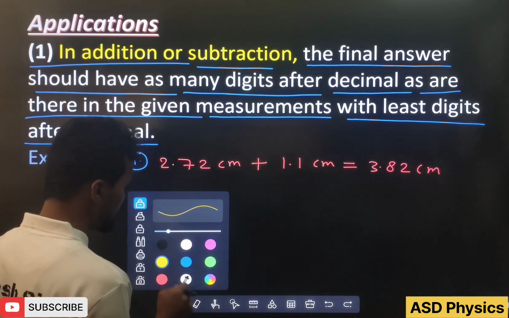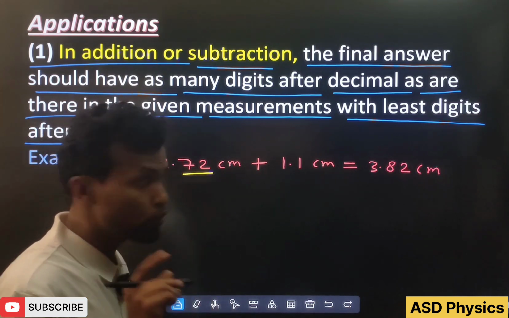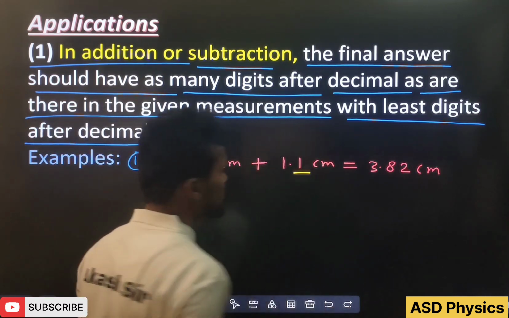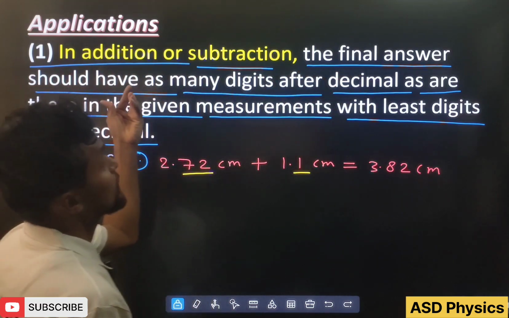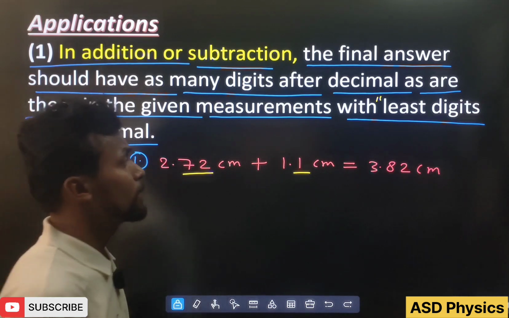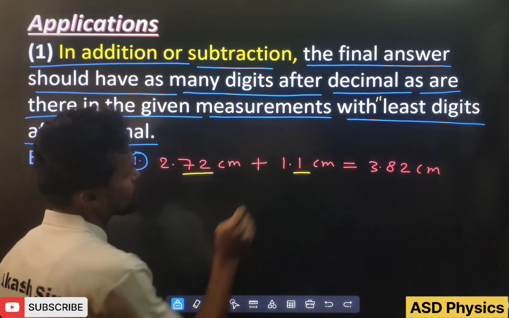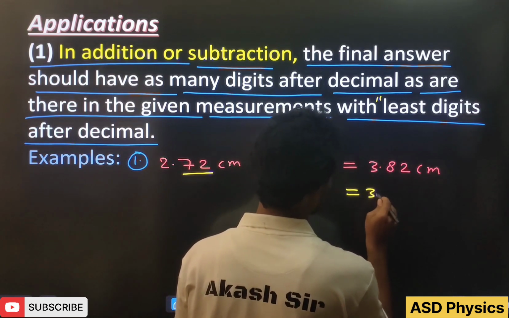But this is not the answer up to correct significant figures. Why? Here how many digits after decimal? 2. Here how many digits after decimal? 1. But what does it say? The final answer should have the least digits as are given in a measurement. So here 2, here 1. That means the final answer should have only 1 digit after decimal. That means it will come 3 point.